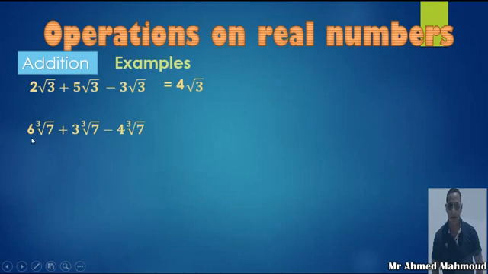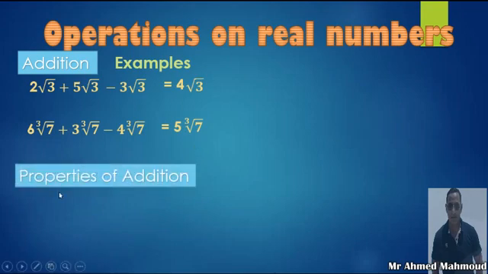Another example, if we have 6 cubic root 7 plus 3 cubic root 7 minus 4 cubic root 7. Also we have here three like roots, root 7. Okay, now we are going to add the coefficients 6, 3 and the negative 4. 6 plus 3 minus 4 equals 5, and then we are going to drop down the cubic root 7 beside 5 like this.